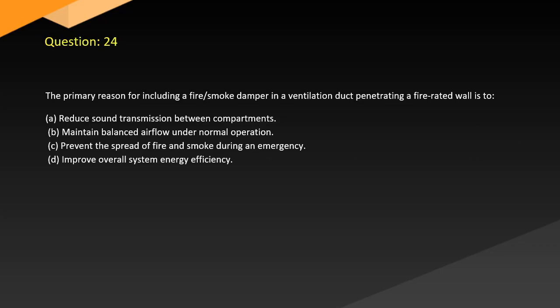Question 24. The primary reason for including a fire smoke damper in a ventilation duct penetrating a fire-rated wall is to A. Reduce sound transmission between compartments. B. Maintain balanced airflow under normal operation. C. Prevent the spread of fire and smoke during an emergency. D. Improve overall system energy efficiency.